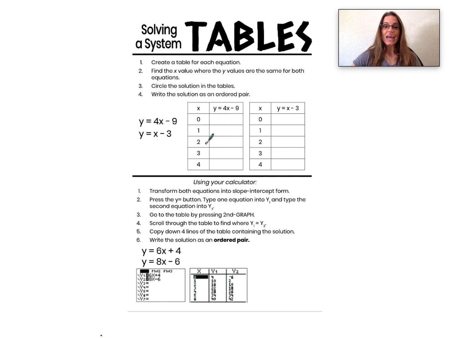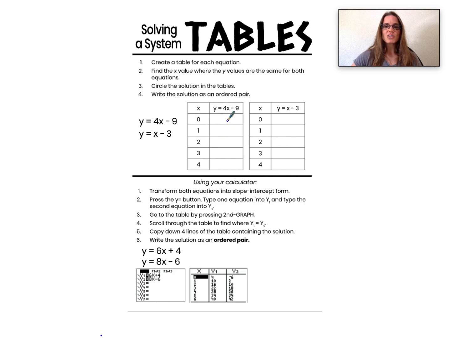To make a table for any equation, we're going to evaluate the equation for each of the values of x. So I can plug in 0 for x. 4 times 0 is 0. 0 minus 9 is negative 9. So I would write negative 9 here. Evaluate that equation for x equals 1. Plug in 1 for x. 4 times 1 is 4. 4 minus 9 is negative 5. Write negative 5 here. Evaluate that for 2. Plug in 2 for x. 4 times 2 is 8. 8 minus 9 is negative 1. So you can always make a table that way.